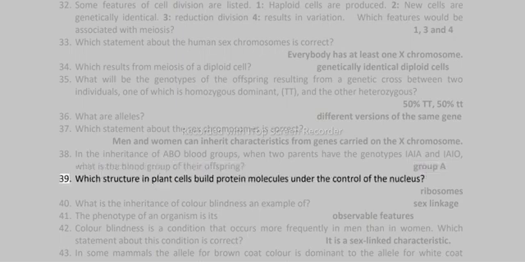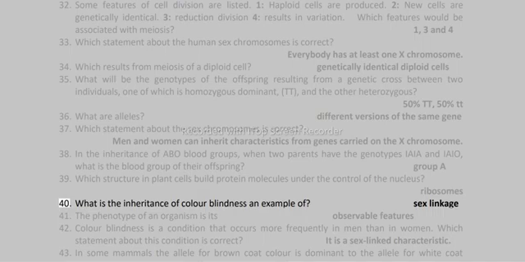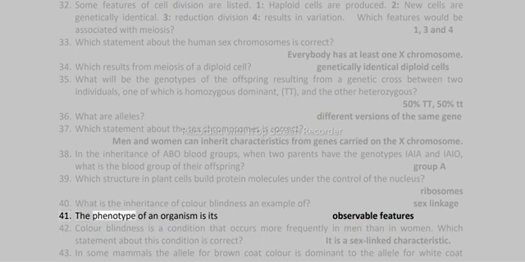Group A. 39. Which structure in plant cells builds protein molecules under the control of the nucleus? Ribosomes. 40. What is the inheritance of color blindness an example of? Sex linkage.